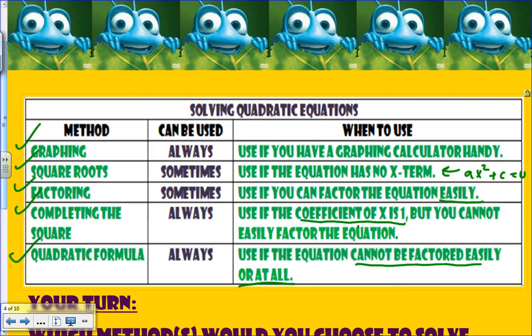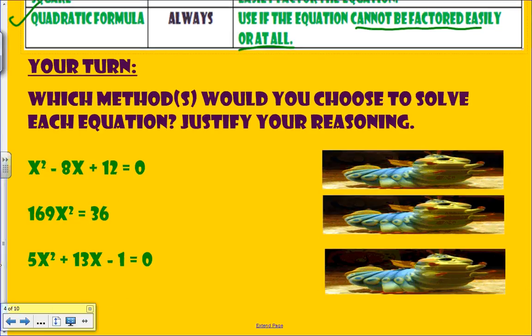All right. So just real quick, I have 3 of them to finish off with, and I want you to think about and decide which way you think would be the easiest for each of these. I'll do number 1 with you, and you can do the next 2.